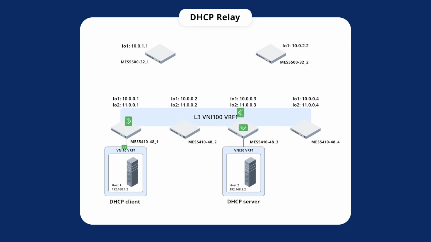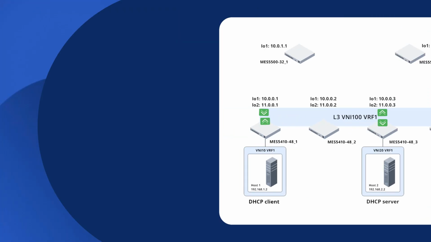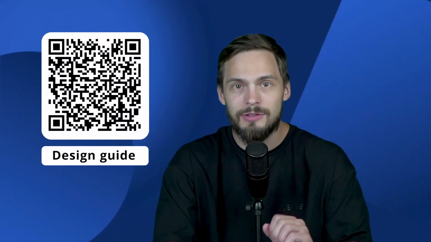So we have reviewed the process of creating a modern IP factory based on MES switches. Starting with the basic configuration, we have built a fault-tolerant and scalable network architecture with support for key technologies: VXLAN tunneling, EVPN multihoming, symmetrical IRB, and other mechanisms that ensure the efficient operation of a modern data center. A detailed description of the setup can be found in the design guide at the link in the description.